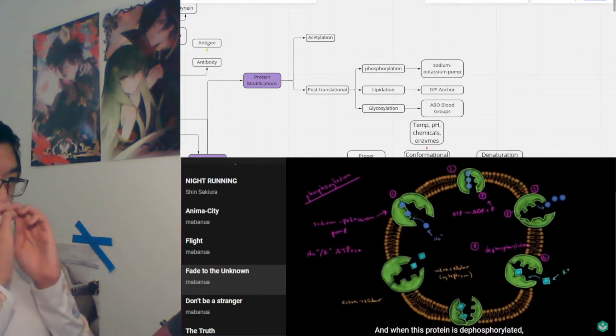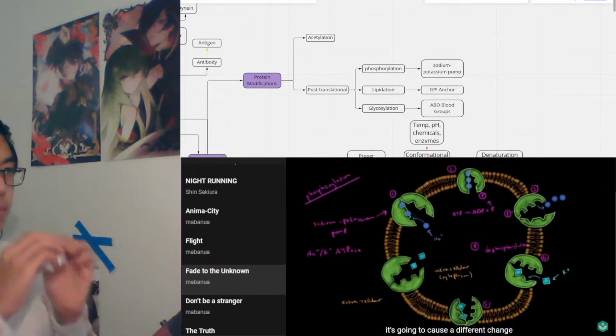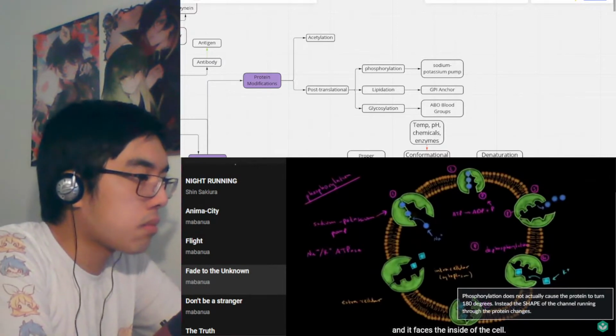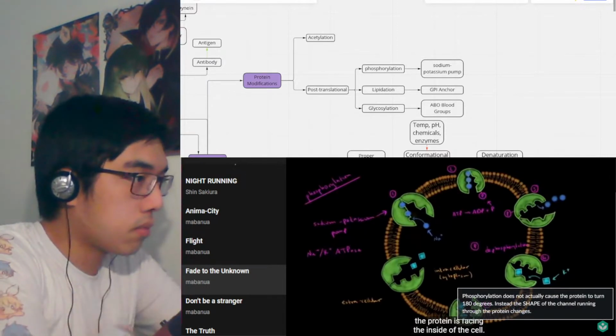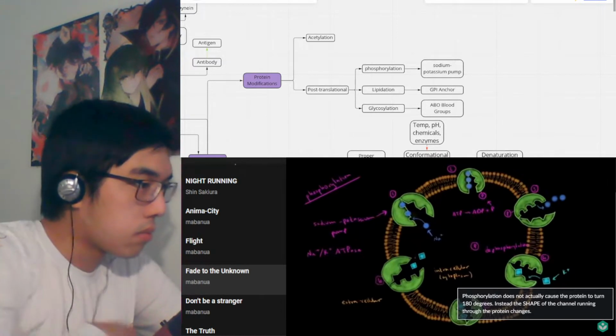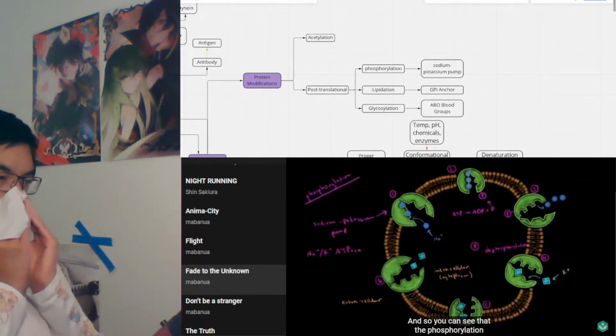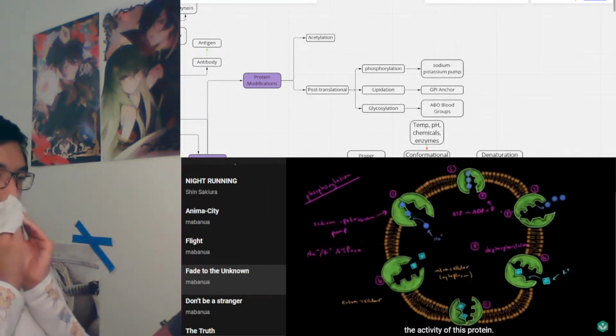When this protein is dephosphorylated, when that phosphate is removed, it's going to cause a different change in the conformation of the protein. That change in conformation causes the protein to turn around again by 180 degrees, and it faces the inside of the cell. So that's our 5th step. You can see the protein is facing the inside of the cell. In the last step, the potassium ions are released into the inside of the cell, and then we're back to our 1st step. So you can see that phosphorylation and dephosphorylation basically regulate the activity of this protein.